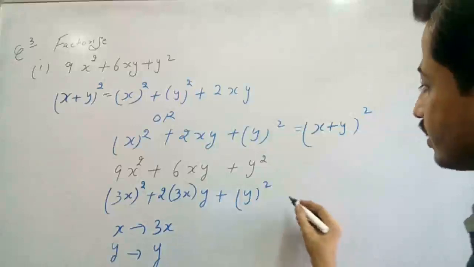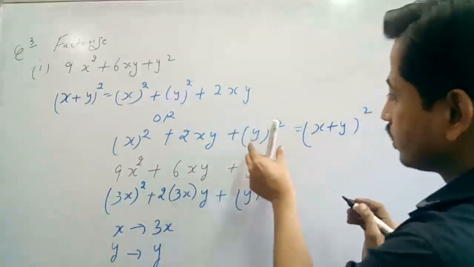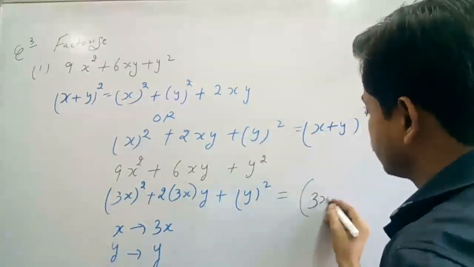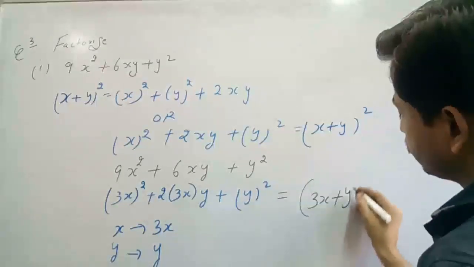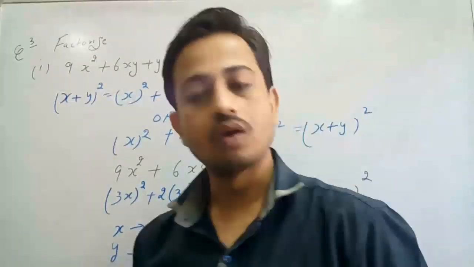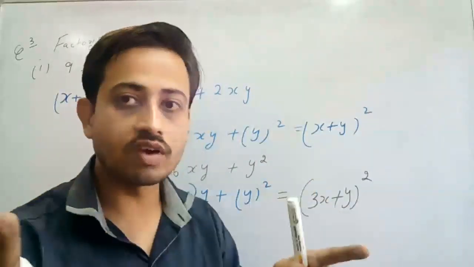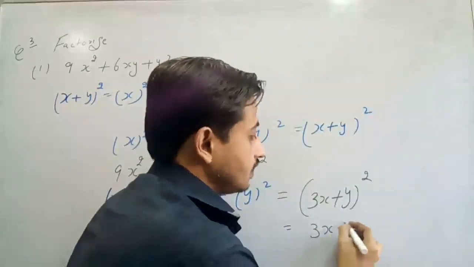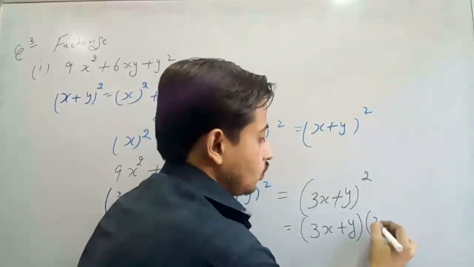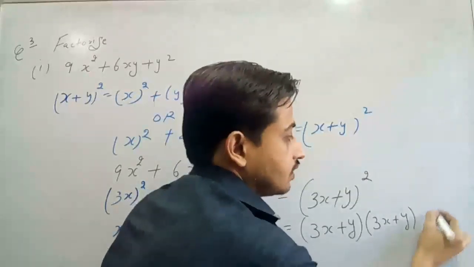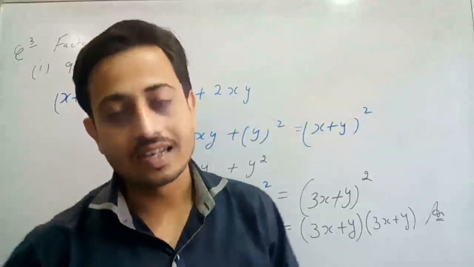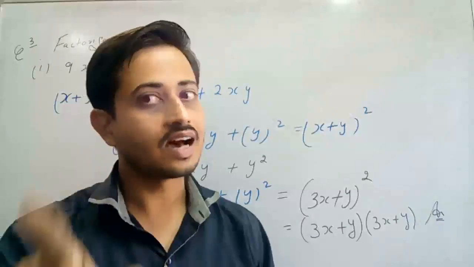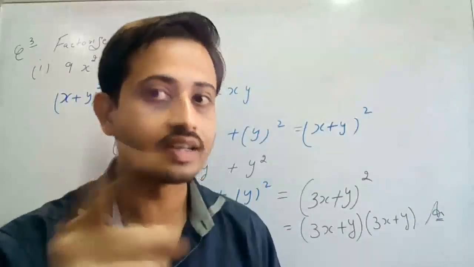So what's our answer? This is equal to x plus y whole square, and we know x is our 3x and y is y. So our answer is 3x plus y whole square. And this can be written in terms of factors because it has power 2. So we can write it as 3x plus y into 3x plus y. This is the answer. So please make a note, and it becomes quite easy. Again, learn the identity and remember this identity every time.